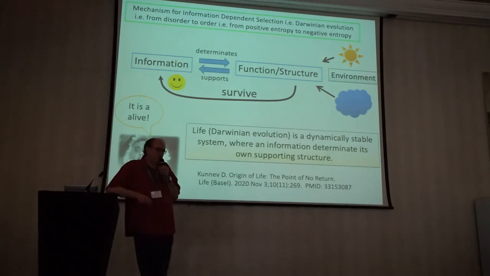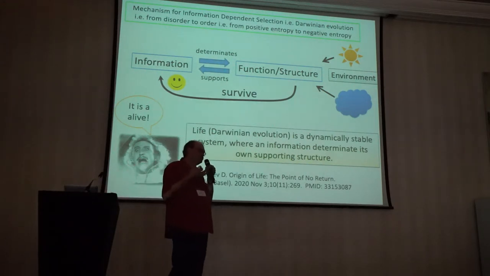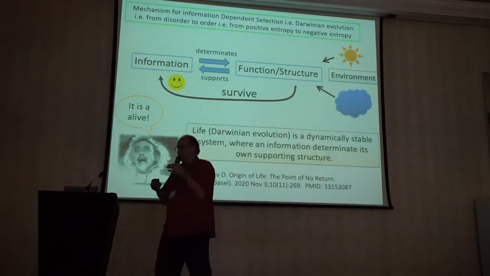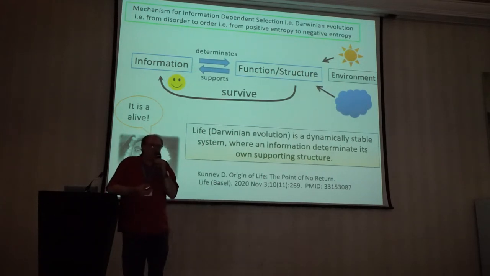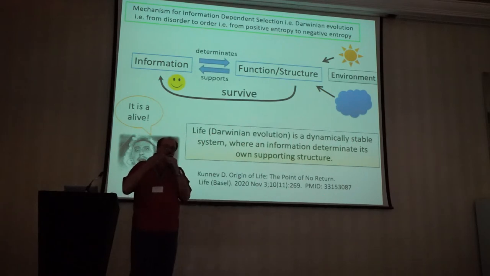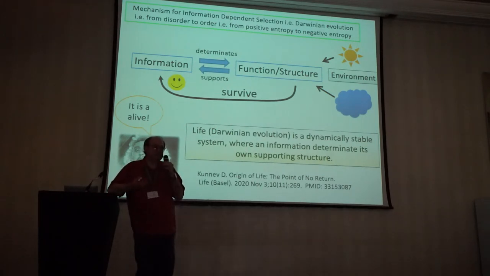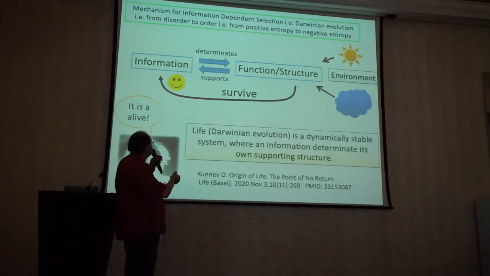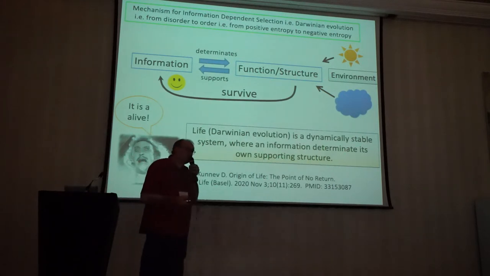Now, you can have some kind of prebiotic interactions with many different polymers or molecules and so on. But you cannot evolve. You cannot make anything more complicated than, for example, 6-7 specific amino acids or nucleotides without having this specific feedback. At the moment when this feedback is established, the system can evolve.